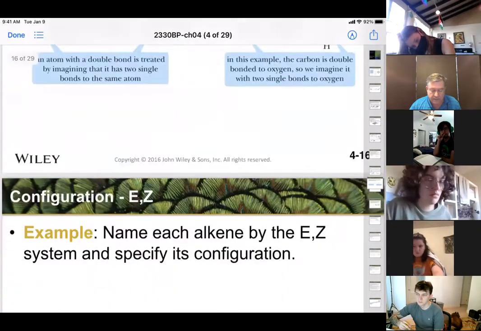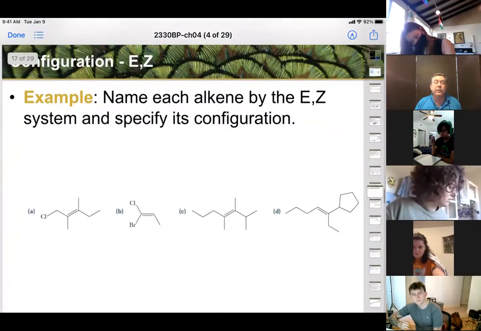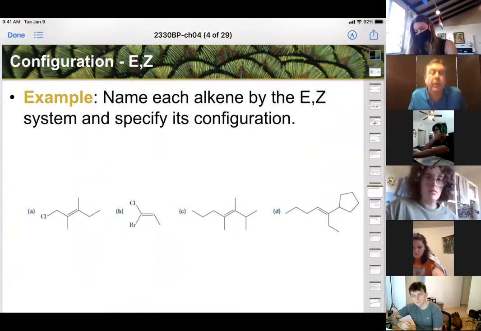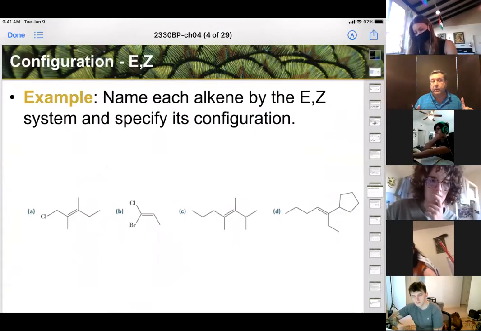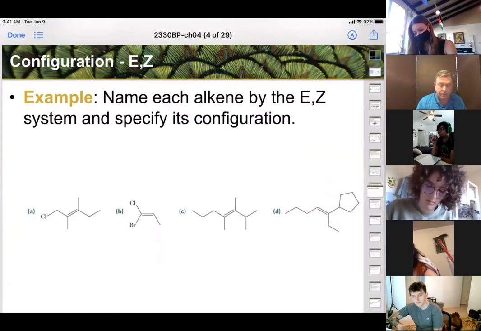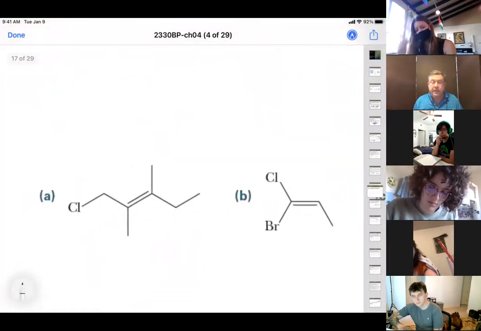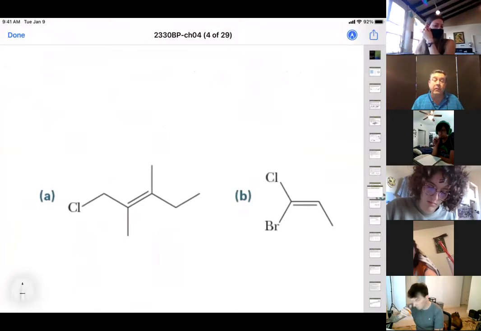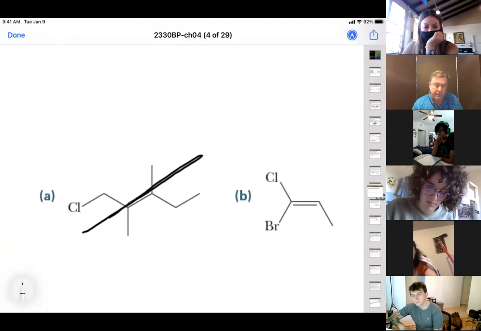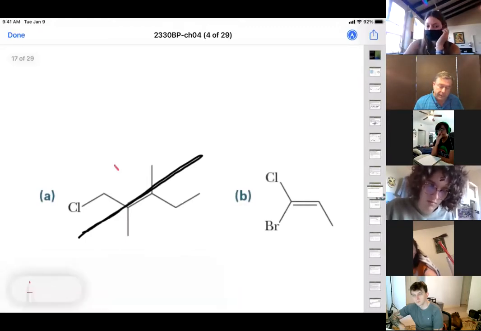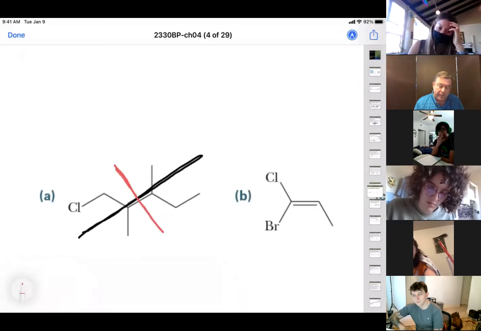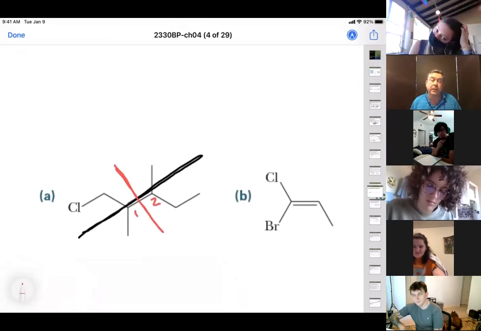So let's look at that again, okay? So I want to do these assigning priorities, and we're going to do it stepwise to make sure we follow all 3 rules in the system, okay? So I'm going to blow this one up. So the first thing we need to do is we need to draw our axis down the double bond, okay? So this is going to tell us the difference between cis and trans, okay? But to assign priority, we actually cut the molecule in half. So we're going to assign priority to one of the carbons of the double bond, and we're going to assign priority to the other carbon of the double bond.